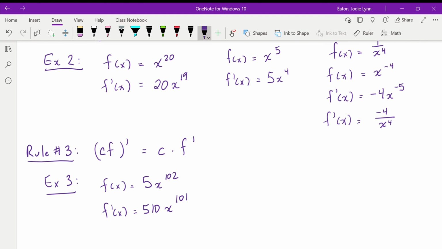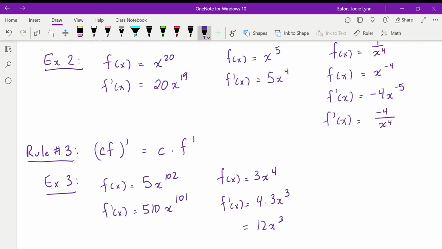Okay, if we have f of x equals 3x to the 4th, we are going to drop that power if we're going to take the derivative. F prime of x is 4 times 3x to the third, which equals 12x to the third.